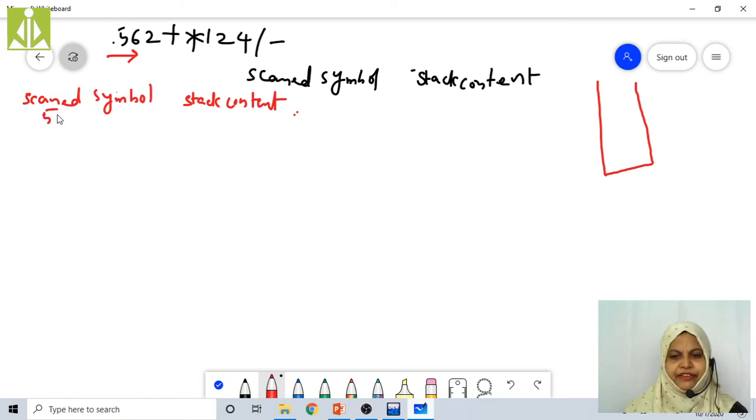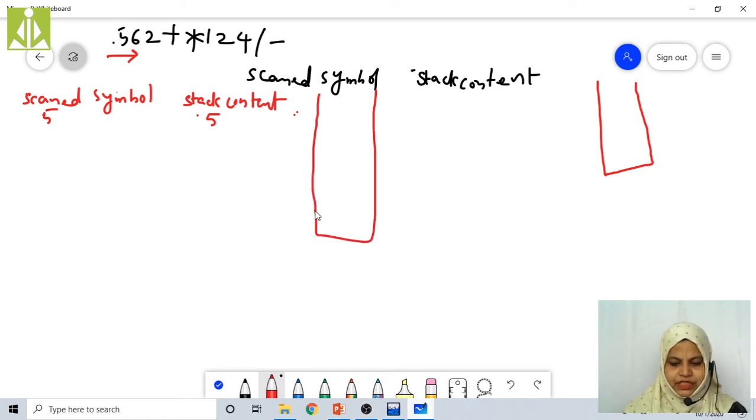First is 5. 5 is an operand, so you have to push it into the stack. So here I am going to draw one stack. First symbol is 5, I am going to push it into this stack. Next symbol is 6. 6 is also an operand, we have to push it into this stack. So the stack consists of 5 comma 6.